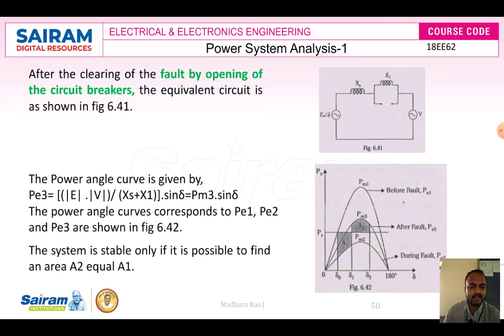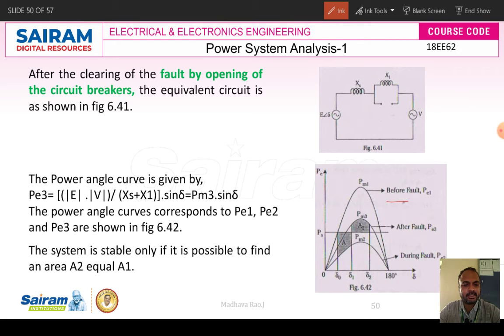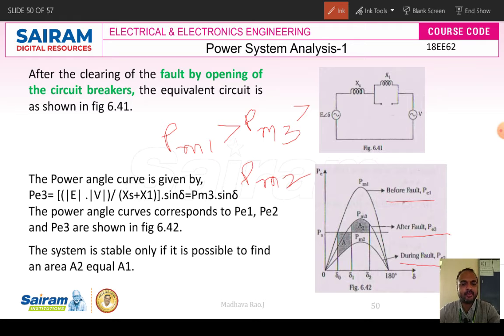Now we can see the different curves: before fault, after fault, and during the fault. Before the fault the magnitude of the power will be maximum, and after the fault and during the fault you can clearly understand the difference. So we can say PM1 is greater than PM3, which is greater than PM2. This is the condition for the powers before, after, and during the fault.